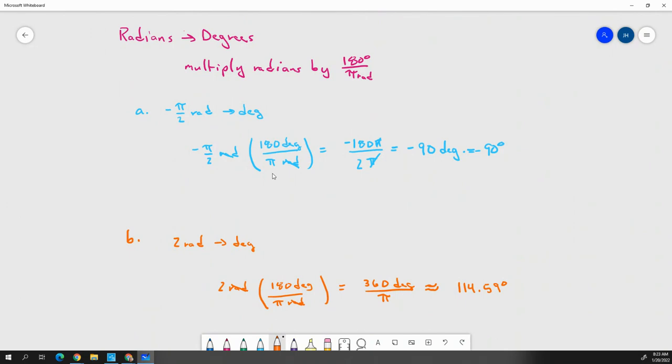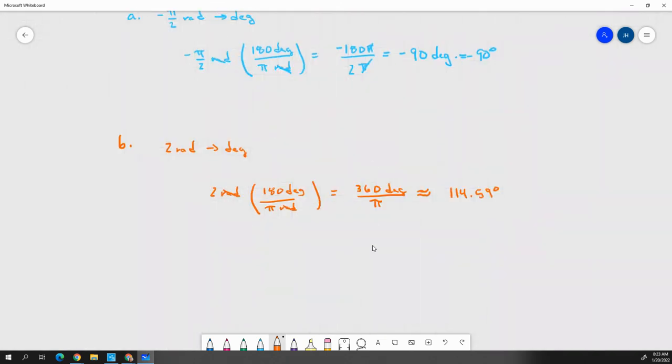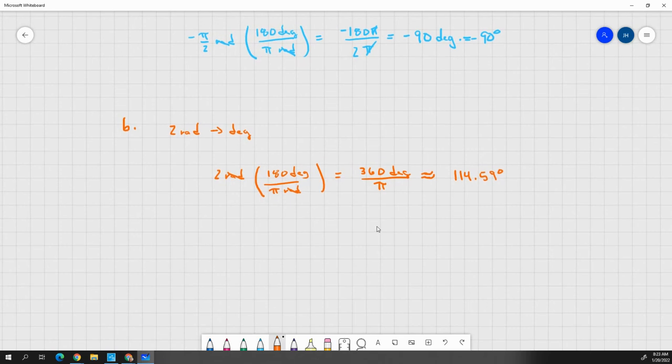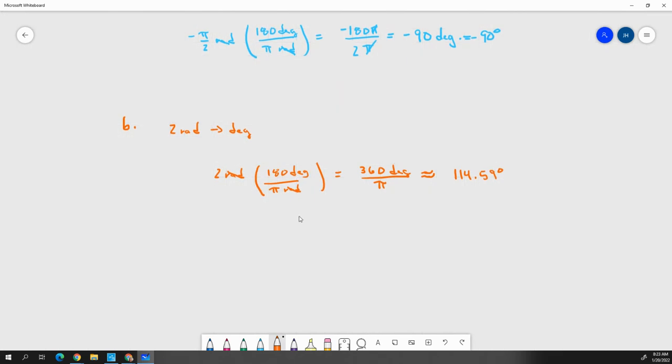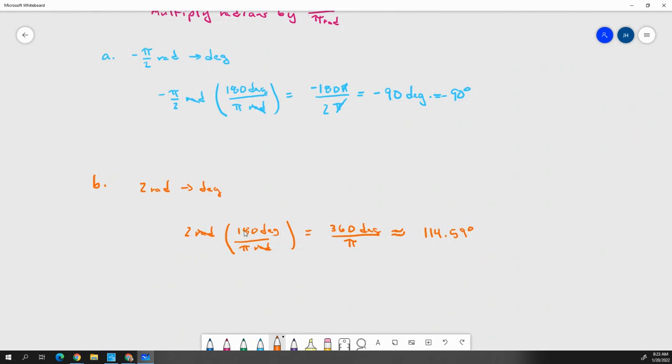I mean, it's the same as multiplying by 1 because 180 degrees is equal to pi radians. So it's like you're not changing the value, right? You're just changing the unit between degrees and radians. So that is a very important stipulation, right? To make sure you do that multiplication first, because otherwise you don't have a fraction.